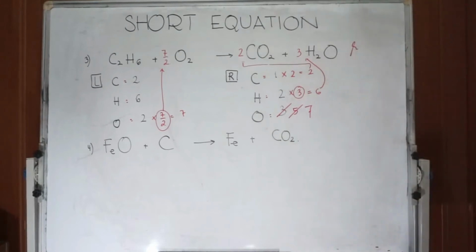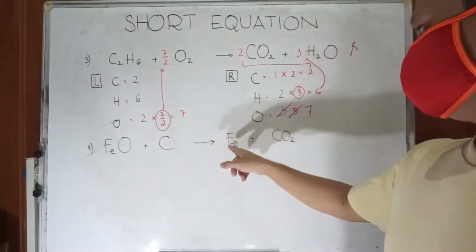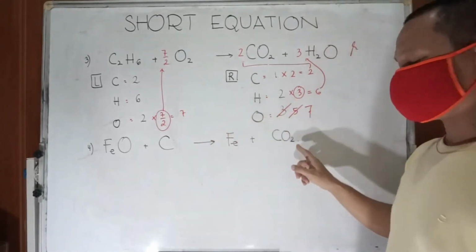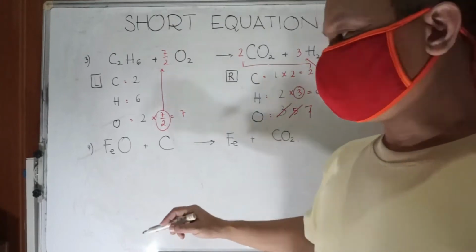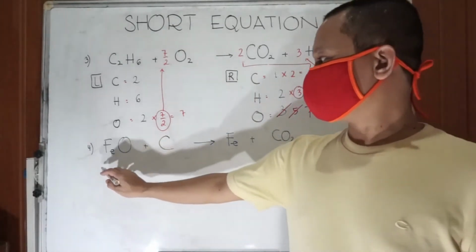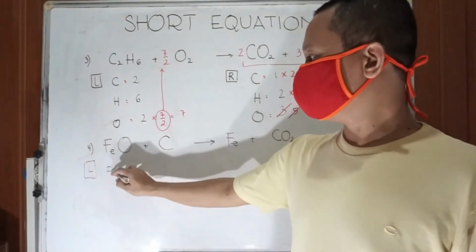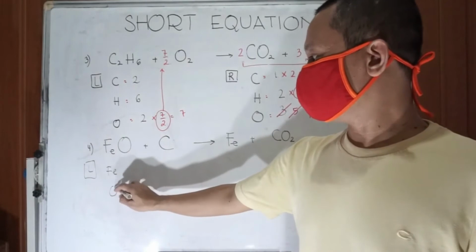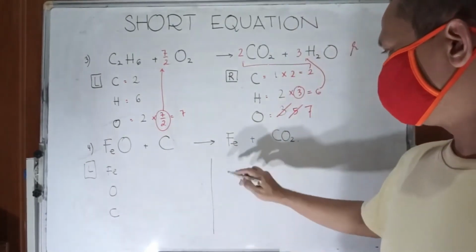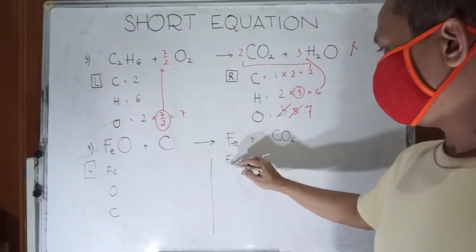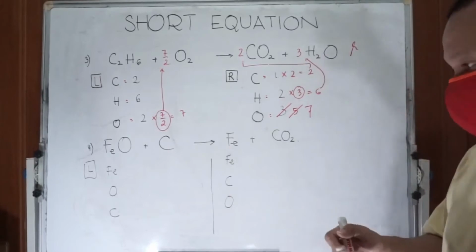Number 4. FeO plus carbon yields iron plus carbon dioxide. Okay, now you're going to list all the atoms. Left side: iron, oxygen, and carbon. Right side: iron, carbon, and oxygen.